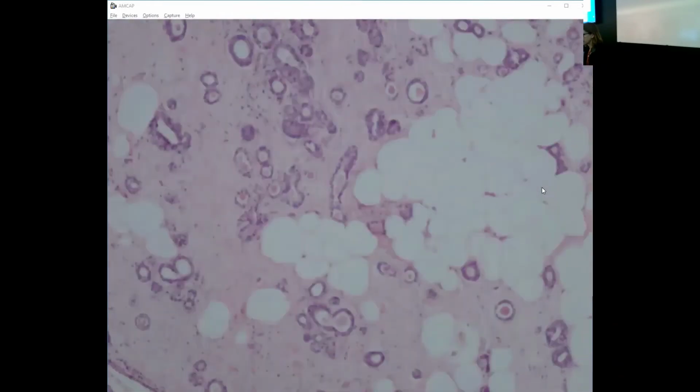Tubular carcinoma, I would expect a strong ER staining. Yeah. And in microglandular adenosis, negative. Yeah, yeah. So that's right.